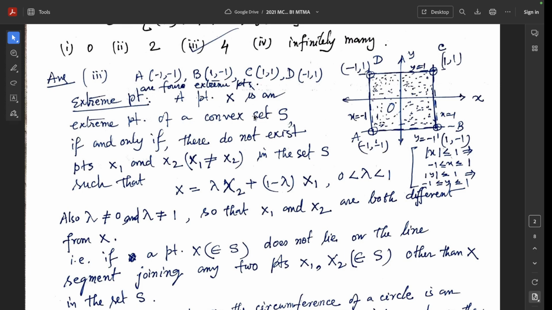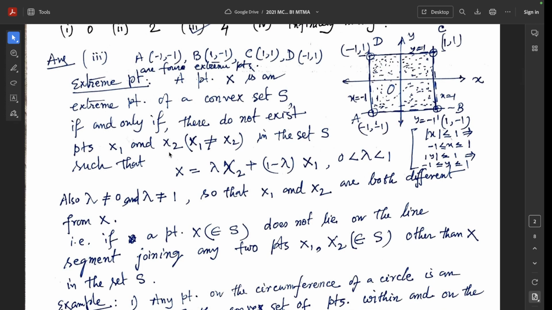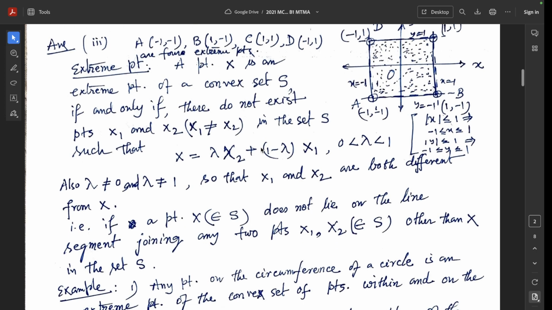The extreme point: a point x is an extreme point of a convex set S if and only if there do not exist points x1, x2, x1 not equal to x2 in the set S such that x equals lambda x2 plus (1 minus lambda) x1, with 0 less than lambda less than 1. Also lambda not equal to 0 and lambda not equal to 1, so that x1 and x2 are both different from x. That is, a point x belonging to S does not lie on the line segment joining any two points x1, x2 other than x in the set.